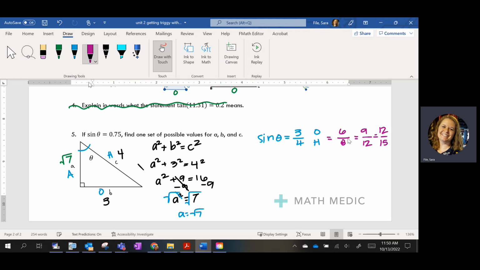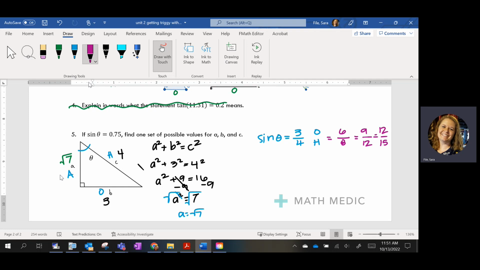Any ratio that would reduce to 3/4, or that when you divide in the calculator would give you 0.75, would have worked. And then you could have used those side lengths in your Pythagorean theorem, and that would have changed this A slightly. If you had done 6 and 8, these are twice as big, so this would be twice as big. So it'd be 2√7. Or if you had done 9 and 12, that's 3 times as big, so this would have been 3√7 to keep that proportionality.